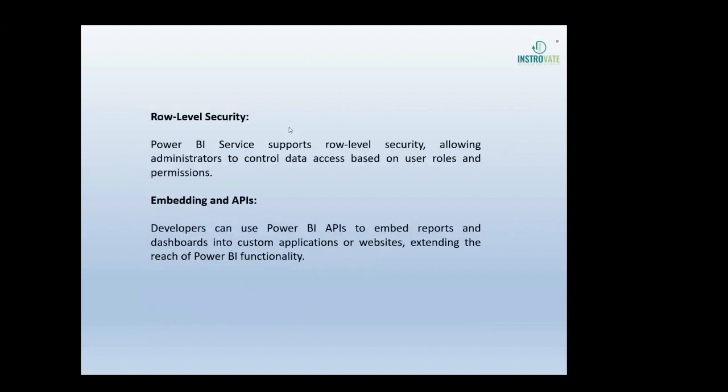Row level security. So Power BI services support row level security. It allows the administrator to control data access based on user role. So you can simply define the user's role. Like if you want to give access to a user and you do not want the user to do any editing, you can simply add this user with read only security. So the person who will access the report on their mobile or tablet will only see or read the report. They cannot do the editing part. So this kind of row level security you will get in Power BI services.